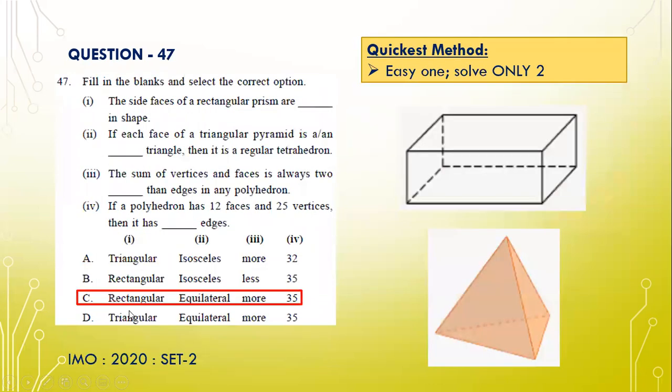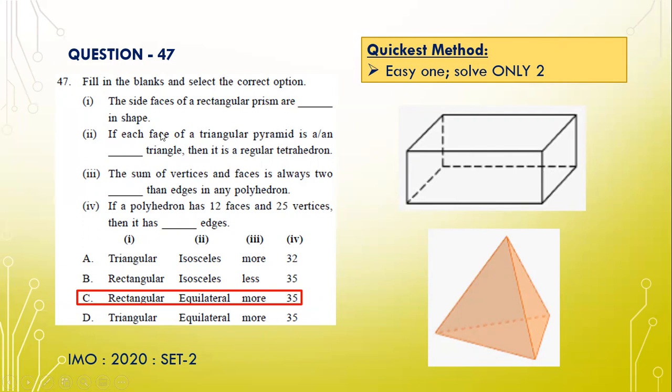Fill in the blanks and select the correct option. The side faces of a rectangular prism are rectangular in shape. Isn't this a rectangular prism, like a cuboid? So in a cuboid, the faces are rectangular.